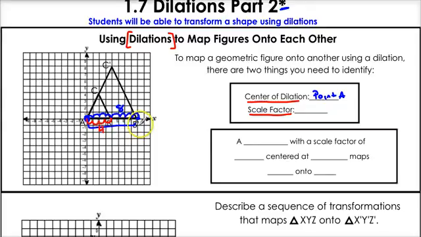Alright, how did I know this was the image? Well, this has B prime. And how did I know this is the pre-image? This is just regular B. So the scale factor is going to be 8 over 4, which equals, well, 8 divided by 4 is 2. So that is our scale factor. Now that you found the center of dilation and the scale factor, you're good to go.